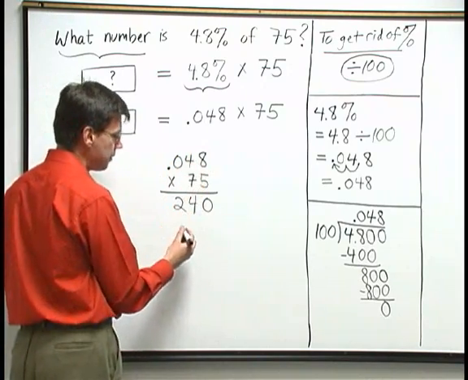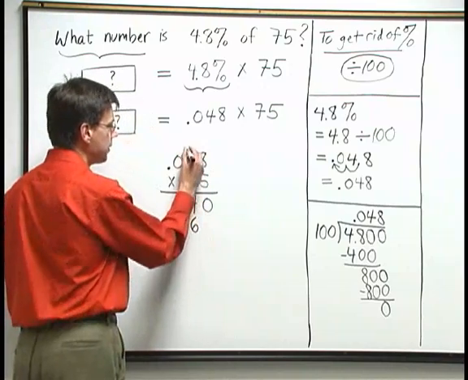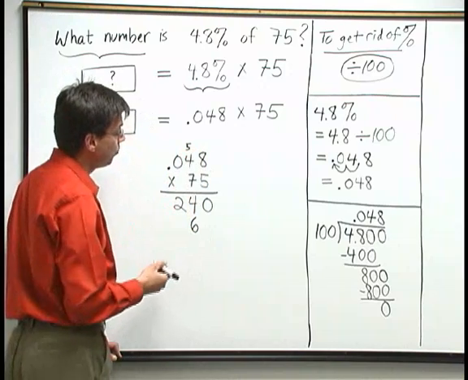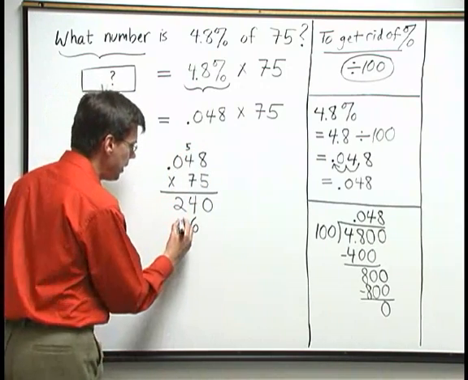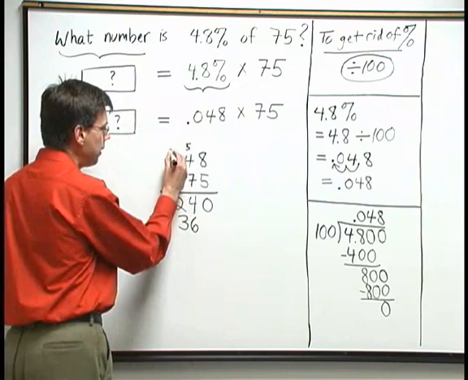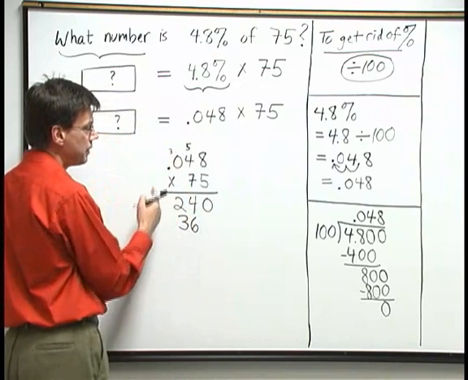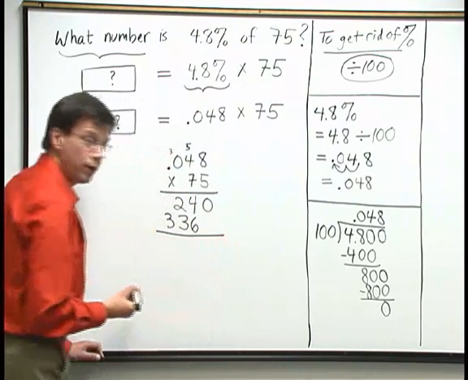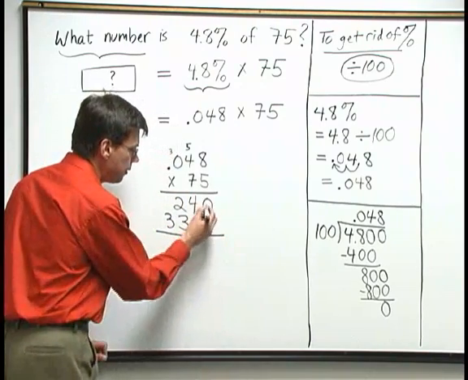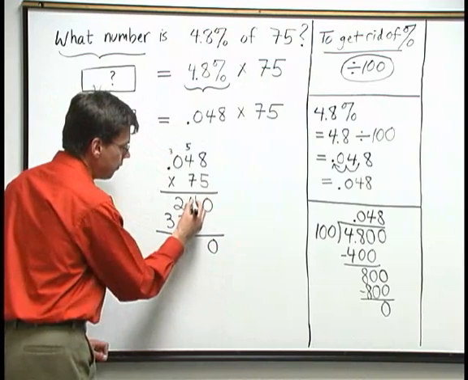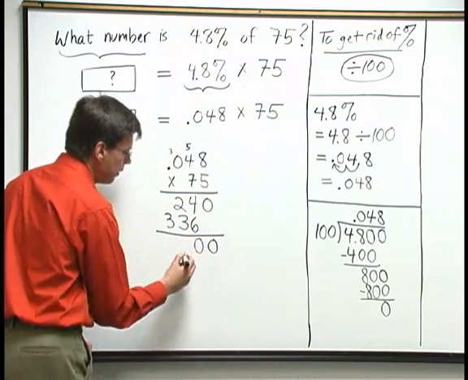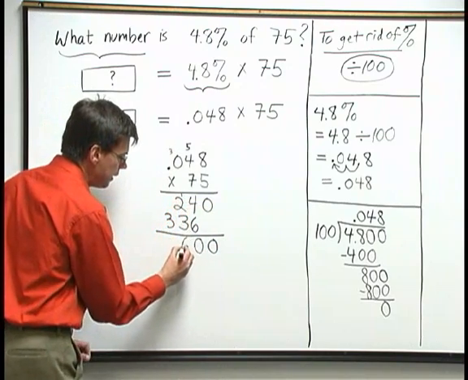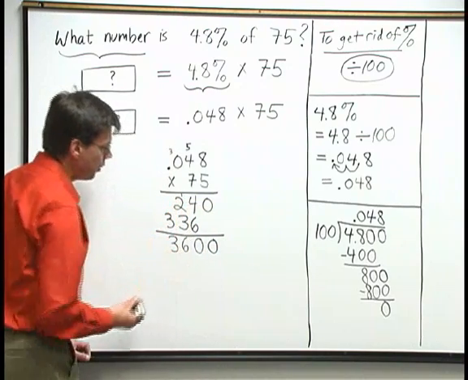7 times 8 is 56. I'll write down the 6, carry the 5. 7 times 4 is 28. Plus 5 is 33. Write down the 3, carry a 3. 7 times 0 is 0. Plus 3 is 3. And now I'm ready to add these digits together here. 0, 4 and 6 is 10. Write 0, carry the 1. 2 and 3 is 5, plus 1 is 6. And I also have a 3.